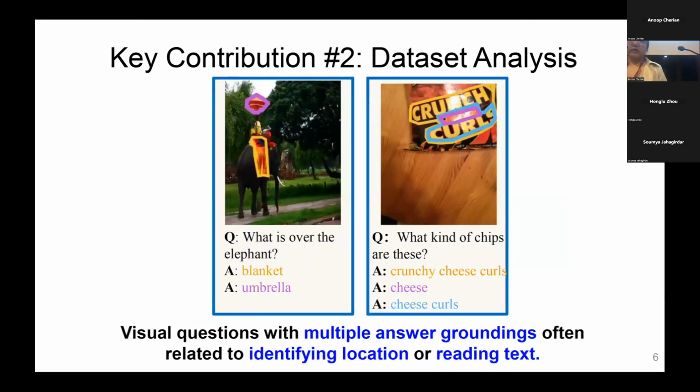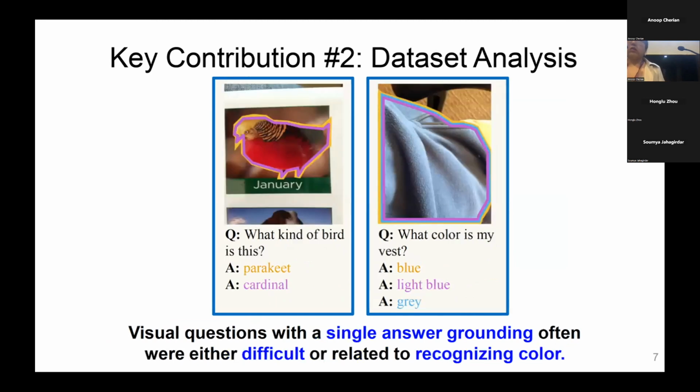We next examined when visual questions can have multiple answer groundings. Notably, visual questions about identifying location and visual questions related to reading text were more likely to have multiple answer groundings. On the other hand, visual questions that were difficult and visual questions related to recognizing color tend to have a single answer grounding.